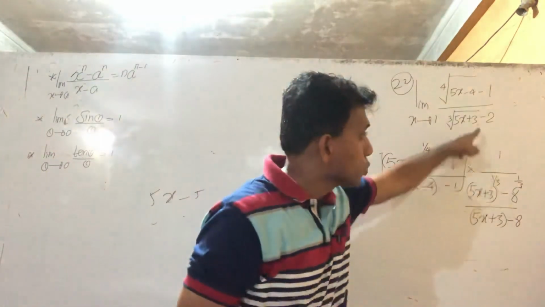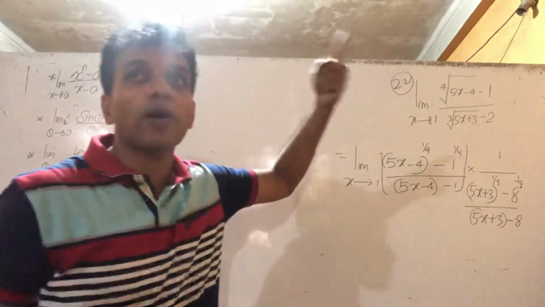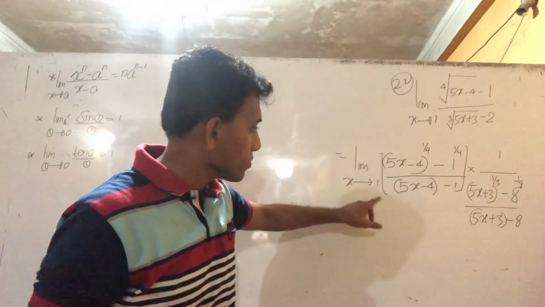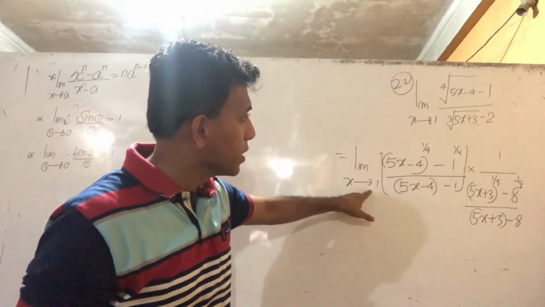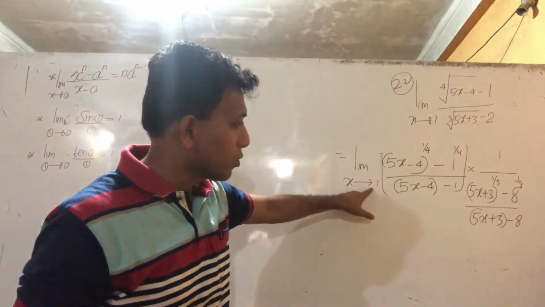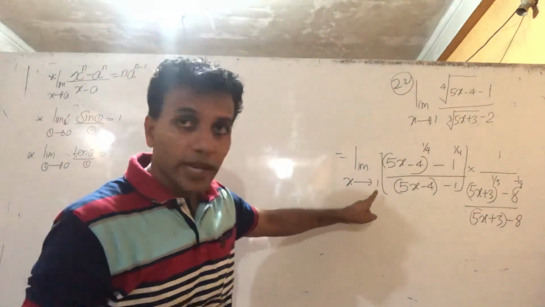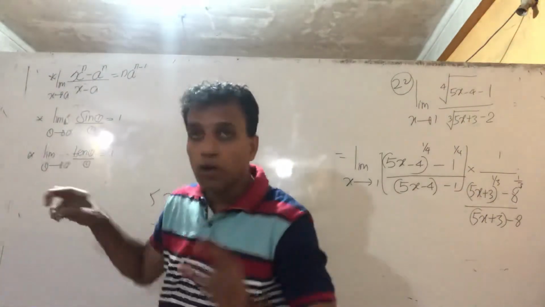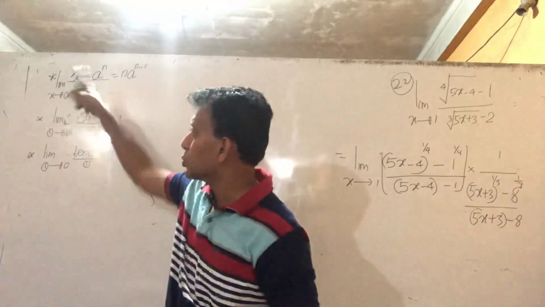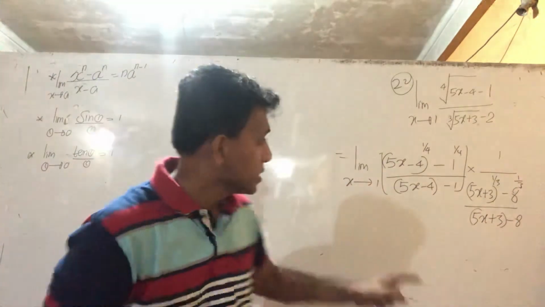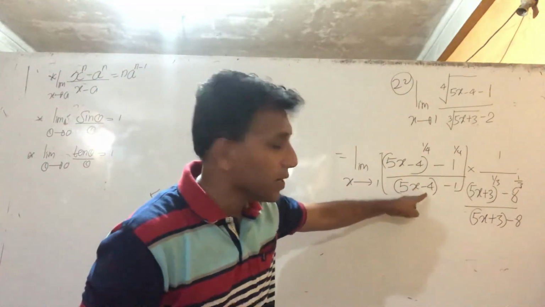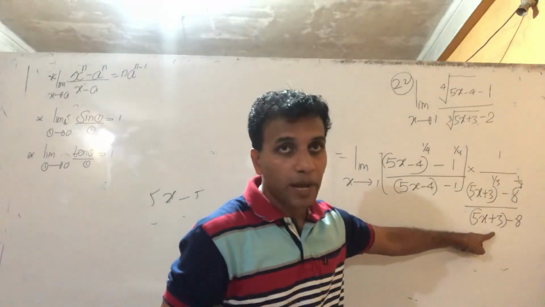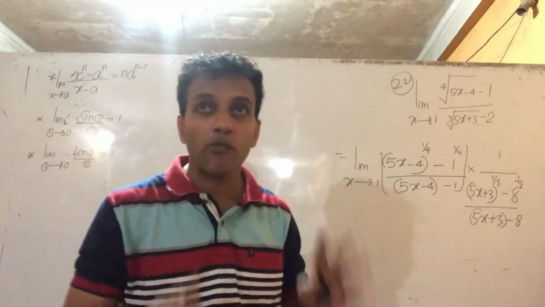Show the 2 as 8 to the power 1/3, with the boundary x tends to 1. If you put x tends to 1, this is 0. See, x tends to a means a minus a is 0. Put x as 1 here: 5 minus 1... 1 minus 1 is 0. Put x as 1 here: 8 minus 8 is 0. Therefore the limit rule is valid.